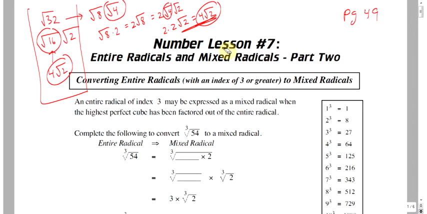So that's what's on our quiz today. It's entire radicals, like that one. Okay? Entire mixed, like this one. Okay? Back and forth. Only yesterday was all square root. Today is cubed roots, maybe some fourth roots. Okay? So same stuff, just a little more involved.